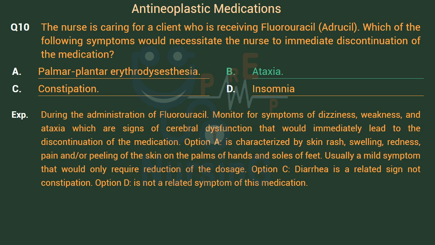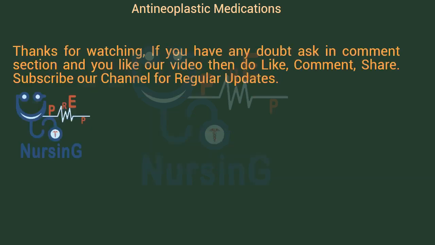Option A is characterized by skin rash, swelling, redness, pain and/or peeling of the skin on the palms of hands and soles of feet. Usually a mild symptom that would only require reduction of the dosage. Option C. Diarrhea is a related sign, not constipation. Option D is not a related symptom of this medication.